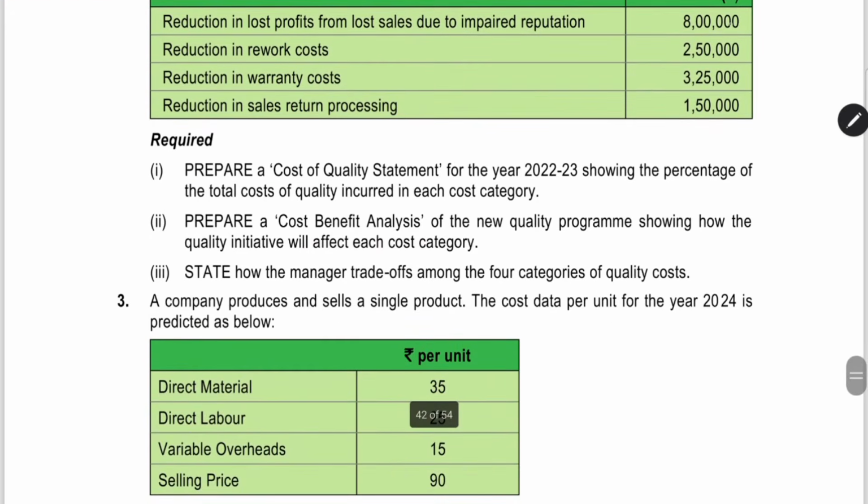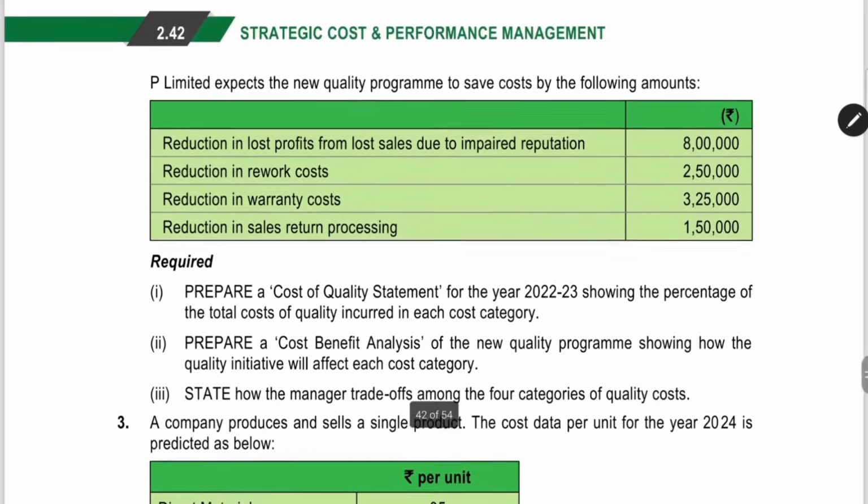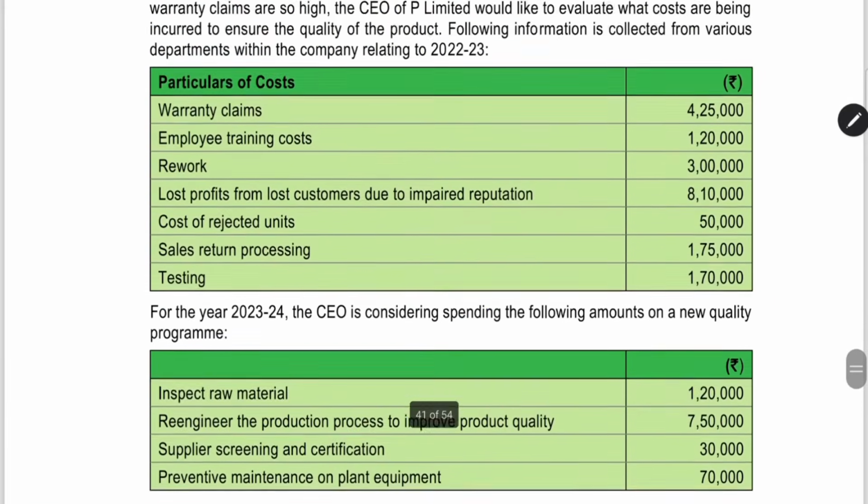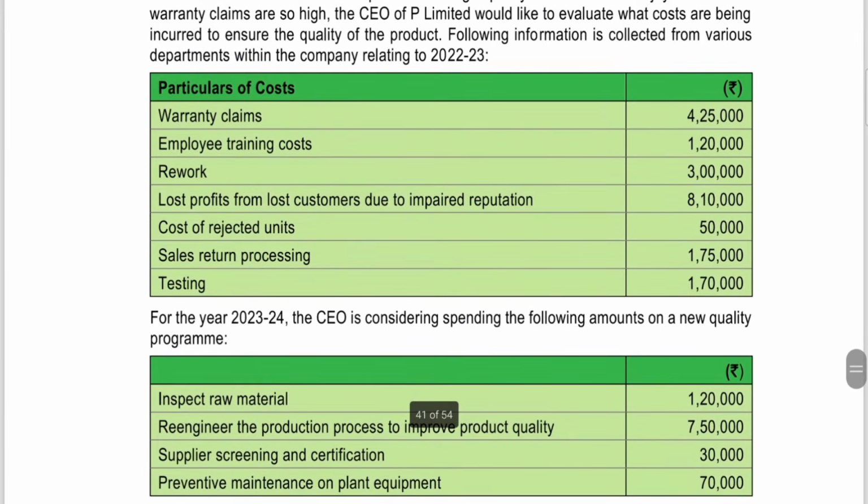Now what they are asking is, prepare a cost of quality statement for the year 22-23 showing the percentage of total cost. These two things that they have given are for the year 23-24, but this table they have given is for the year 22-23. This we are asking in the cost of quality statement. So we have to divide it into prevention cost, appraisal cost, internal failure cost, and external failure cost, and present a statement.